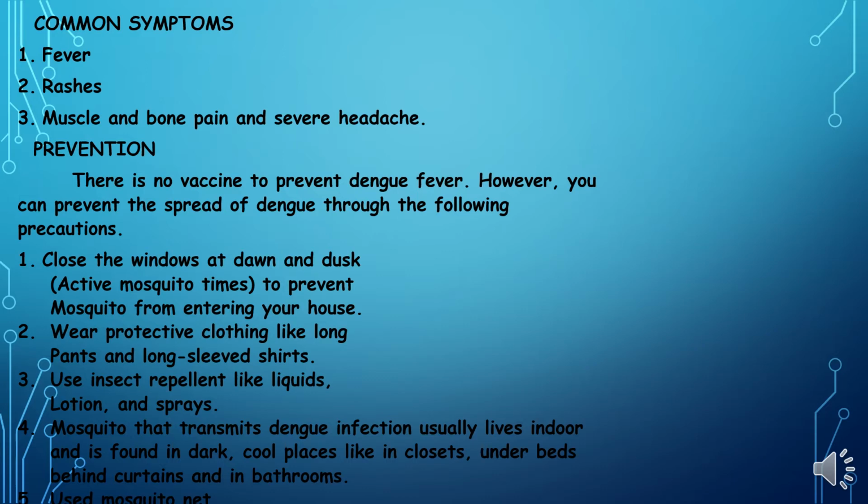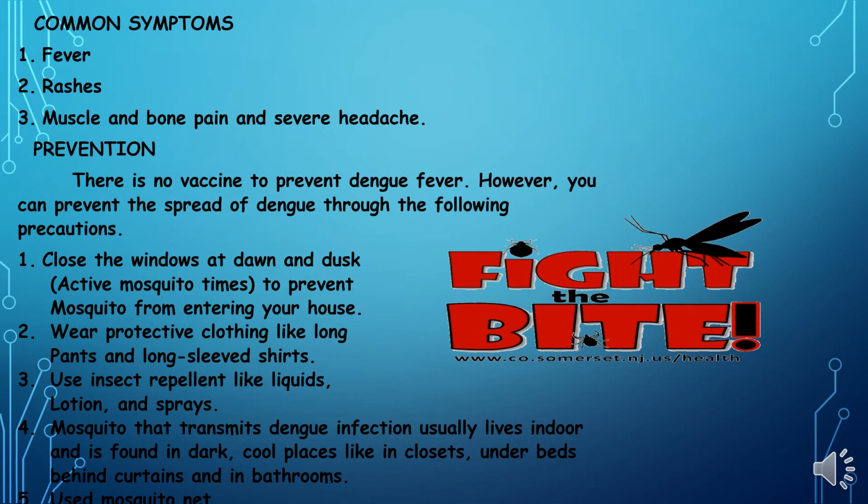Prevention. There is no vaccine to prevent dengue. However, you can prevent the spread of dengue through the following precautions. Number 1, close the windows at dawn and dusk, active mosquito times, to prevent mosquitoes from entering your house. Number 2, wear protective clothing like long pants and long sleeve shirts. Number 3, use insect repellent like liquid, lotions, and spray.